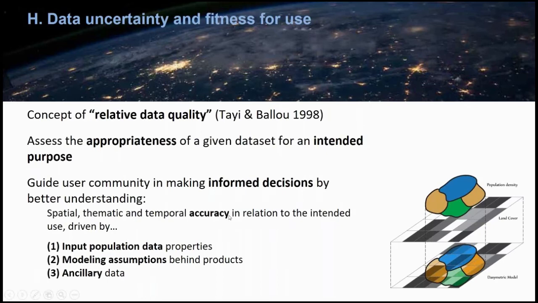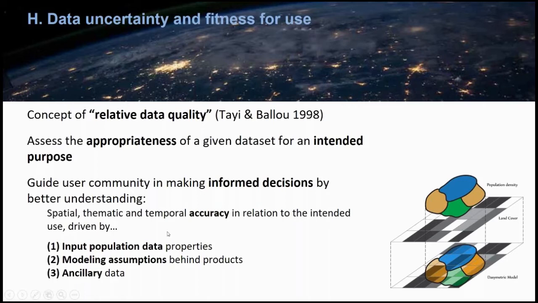The concept of relative data quality, or as we call it, fitness for use, describes how we can assess the appropriateness of a given data set for an intended purpose, as I mentioned. Important is to guide and inform the user community while they're making informed decisions, or at least make sure they can make informed decisions by better understanding the aspects of accuracy. And we're talking about spatial, thematic, and temporal accuracy of these data in relation to the intended use. And that's exactly the key of this kind of concept.